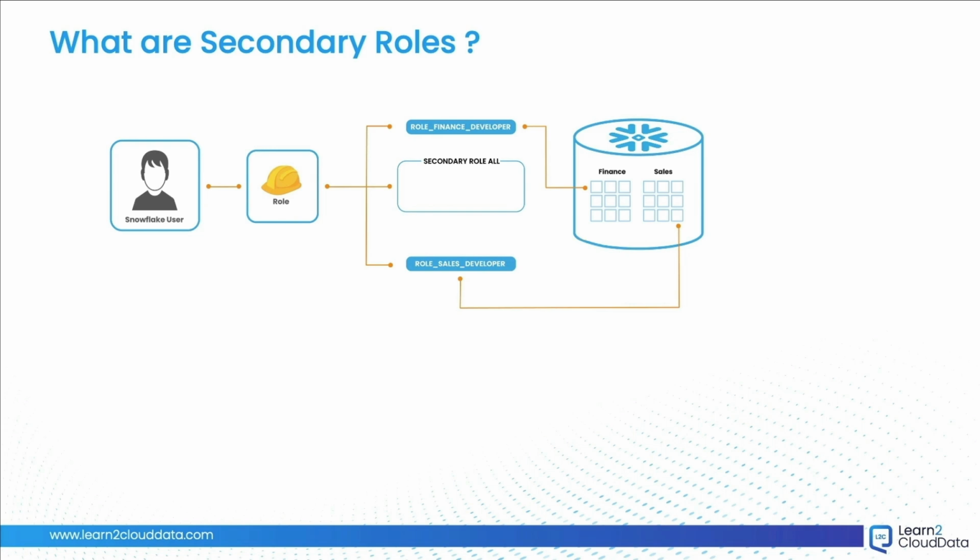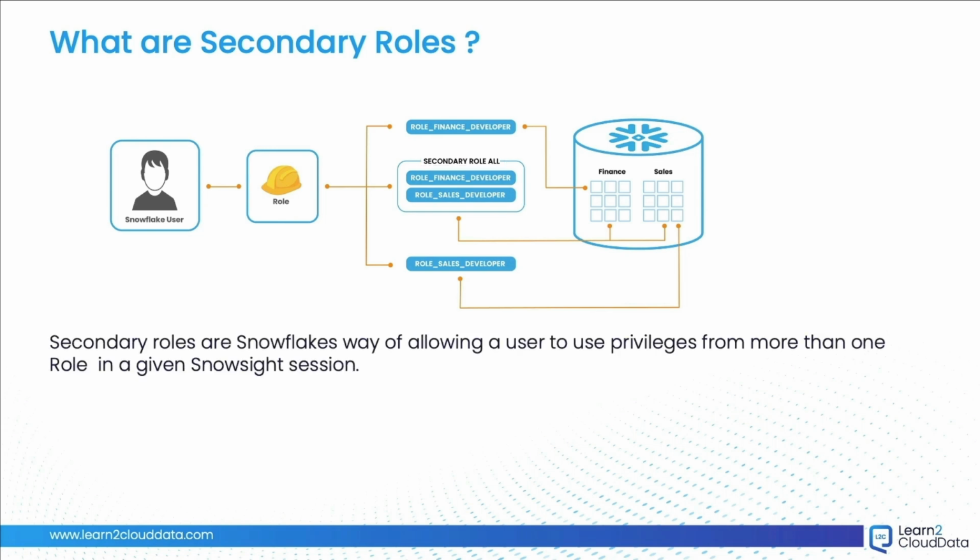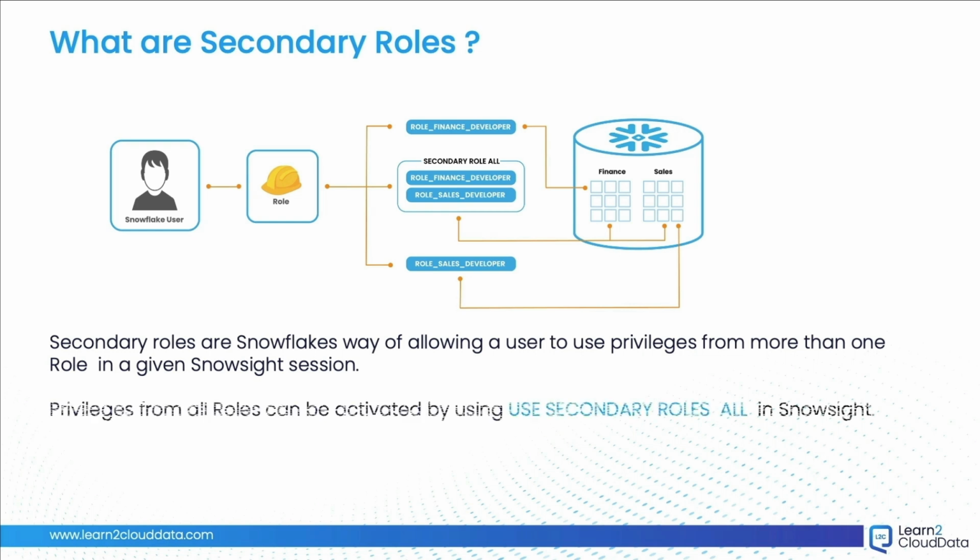So, what can we do so that we have access to the privileges of role finance developer and role sales developer, which is what we need in order to join tables from both the schemas? And the answer to this question is secondary roles. Secondary roles are Snowflake's way of allowing a user to use privileges for more than one role in a given Snowsight session. Privileges from all roles can be activated in a session by using USE SECONDARY ROLES ALL in Snowsight.